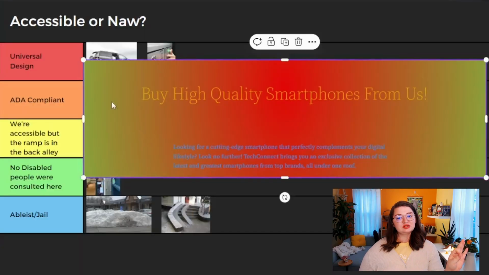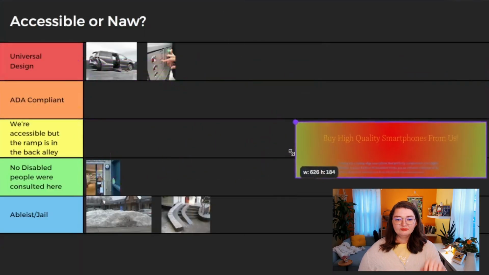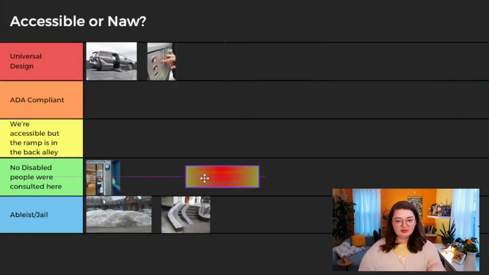This could go in the ableist jail category because there are web accessibility guidelines that you're supposed to follow, with regards to contrast and making sure things would be accessible to people with color blindness. This doesn't seem as egregious as some of the other ones, but it's definitely going in the "no disabled people were consulted here" tier because, woof. I have to sneeze. Oh, sorry.